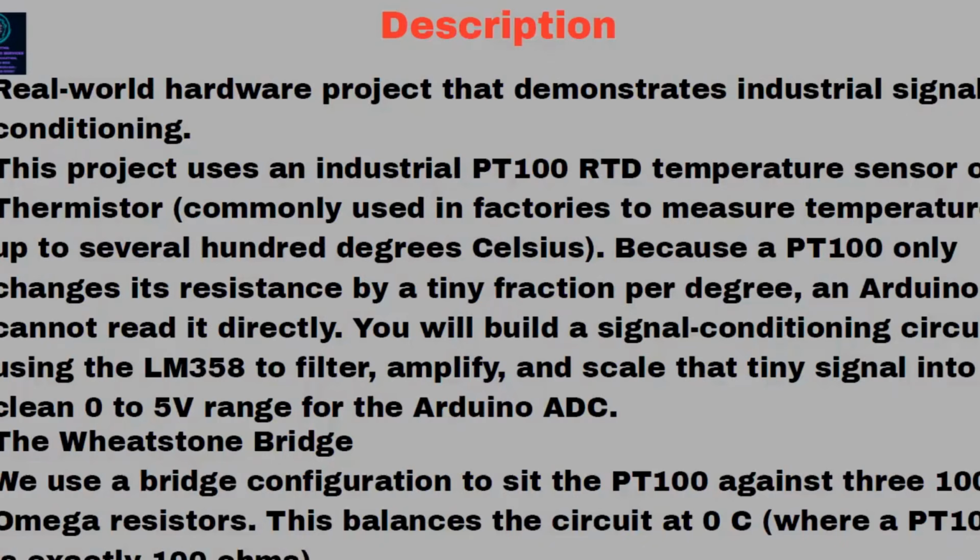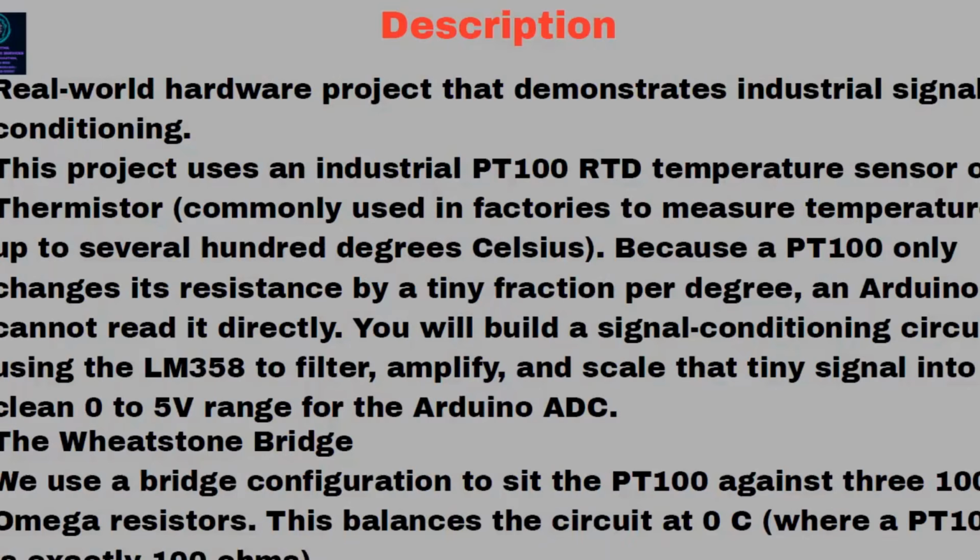This project uses an industrial PT100 RTD. PT100 is a temperature sensor. PT is platinum, the sensor is platinum coated, and 100 is a number. RTD is resistance temperature detector. It is a very common temperature sensor, because from very low to very high, up to 1000 degrees and even more, you can count on it. It is used for industrial purposes like boiler temperature. In my case here, we have used only a thermistor, but I will tell you why and how. It is commonly used in factories to measure temperature up to several hundred degrees Celsius.